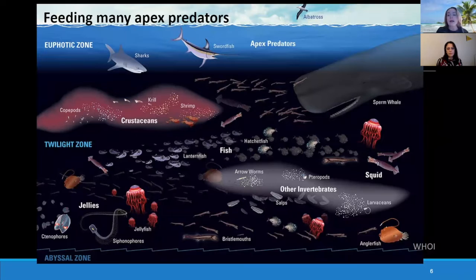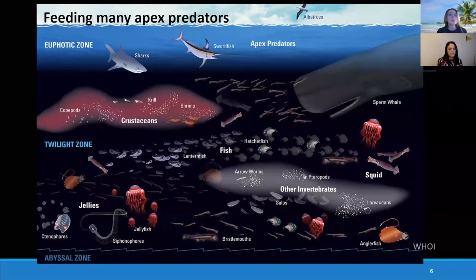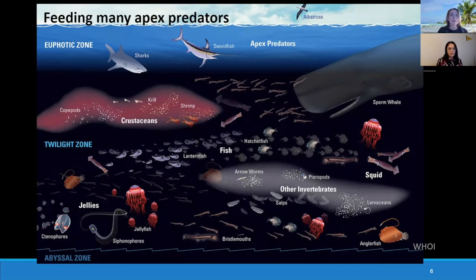There are also a lot of apex predators that feed on the mesopelagic zone. So even though a lot of these mesopelagic animals are maybe unfamiliar to us, things like whales and swordfish and sharks and turtles, they do feed on the mesopelagic zone, and also some marine birds. And so there are a lot of animals that people depend on that are feeding on this particular zone.